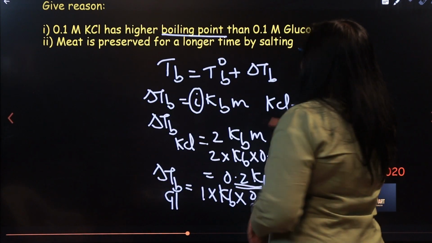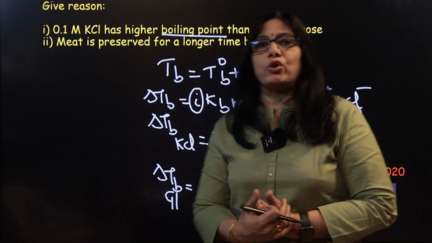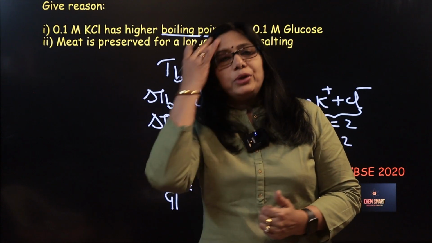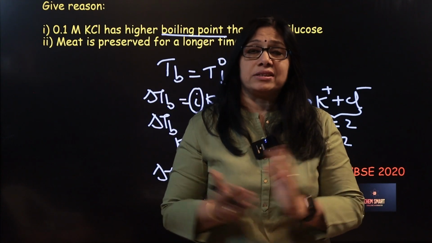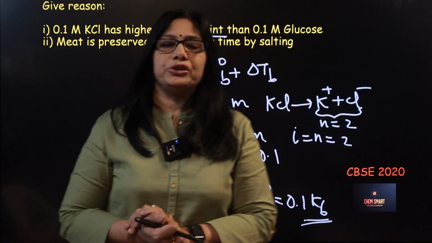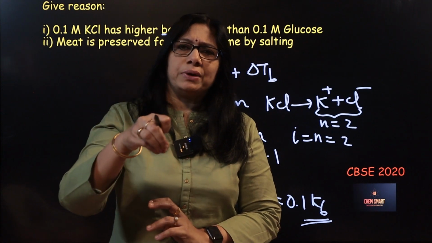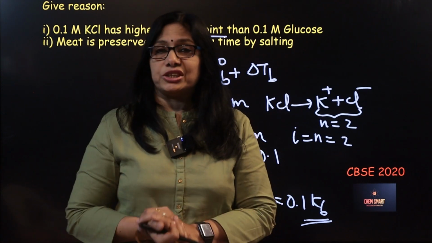Next question. Meat is preserved for a longer time by salting. Meat can be protected against bacterial action if you add salt to it. Meat, fish, pickles: we add salt to them to prevent bacterial action.